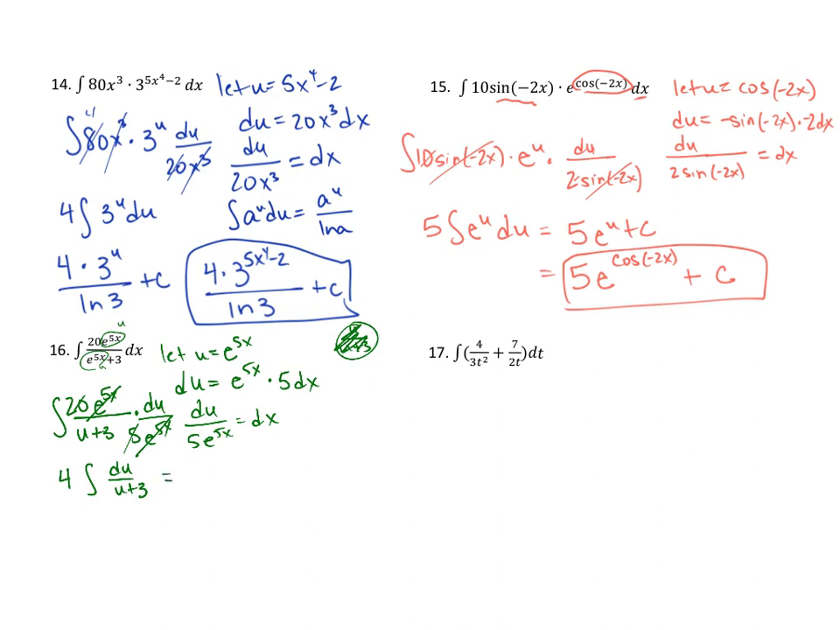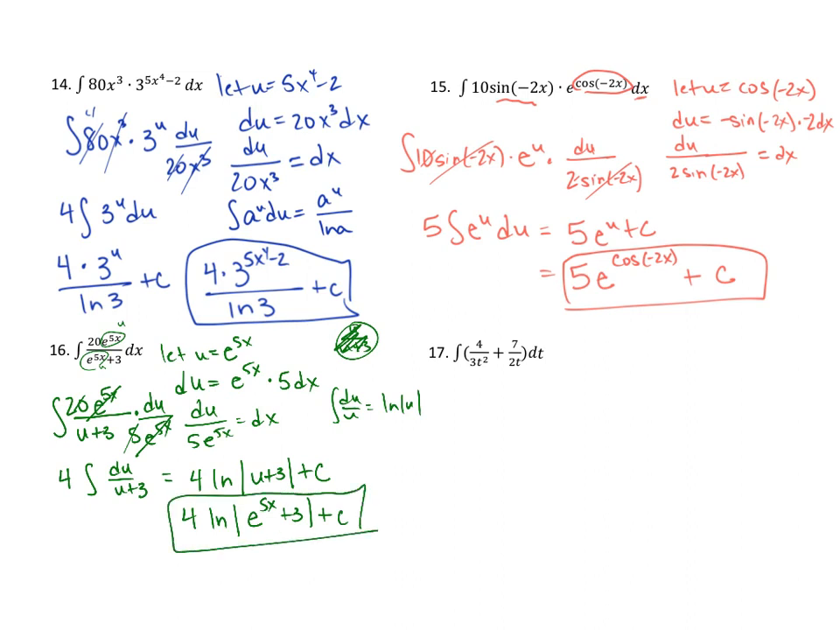And this will end up being 4 times the natural log of the absolute value of u plus 3, right? Because the integral of du over u is ln absolute value of u. Okay, plus our c here. Now let's make our resubstitution, which is e to the 5x plus 3, plus c.